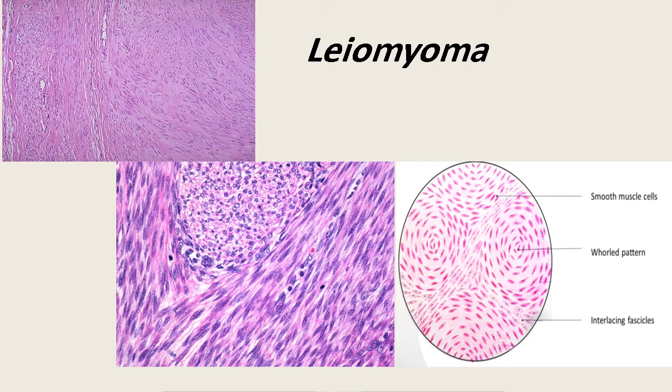This pattern will be seen here microscopically. This is the whirling or whirled pattern. They are composed of smooth muscles and interlacing fascicles of fibroblasts. This is a diagrammatic representation, this is a low power view, and this is the higher power view. Interlacing bundles. Therefore, some of the cells appear rounded and others appear elongated.